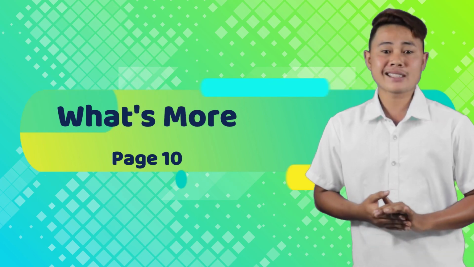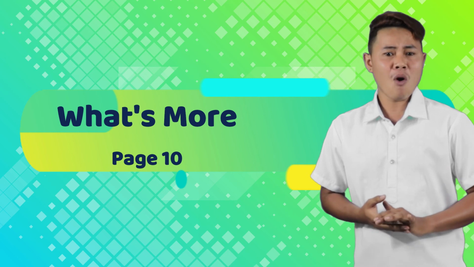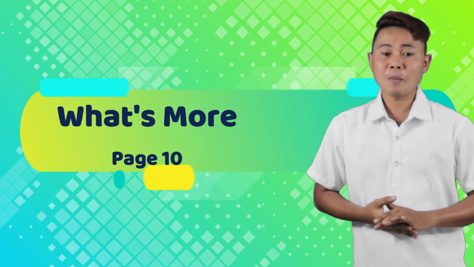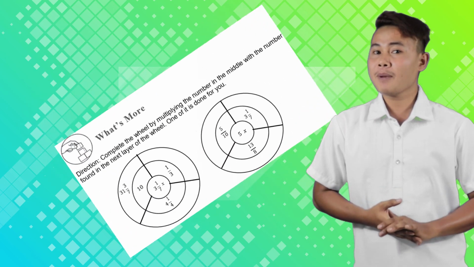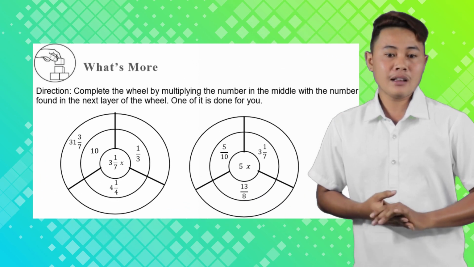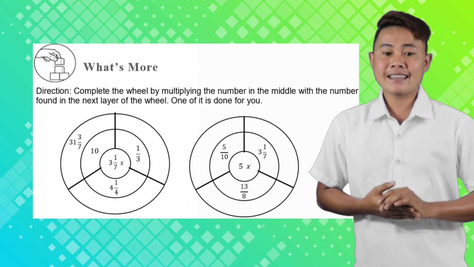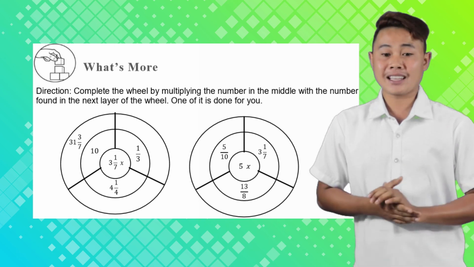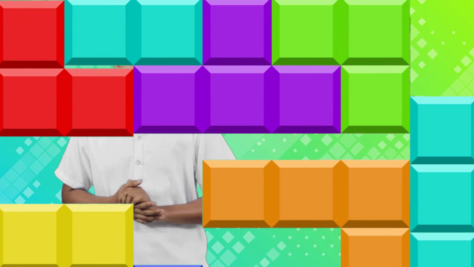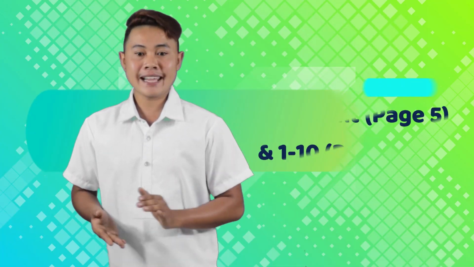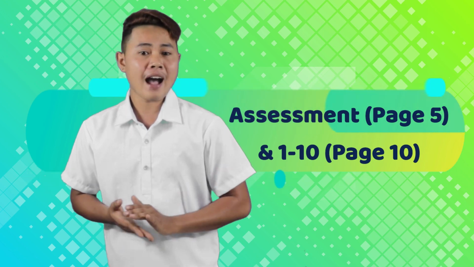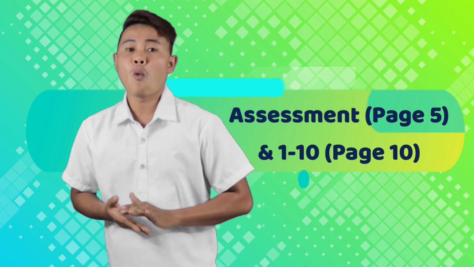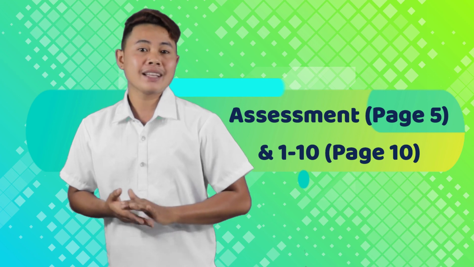For your independent practice, try to solve the activity on page 10. The activity is entitled, What's More? You have to complete the wheel by multiplying the number in the middle with the number found in the next layer of the wheel. I hope you get my instructions. For your assignment, answer the assessment on page 5 and numbers 1 to 10 on page 10.